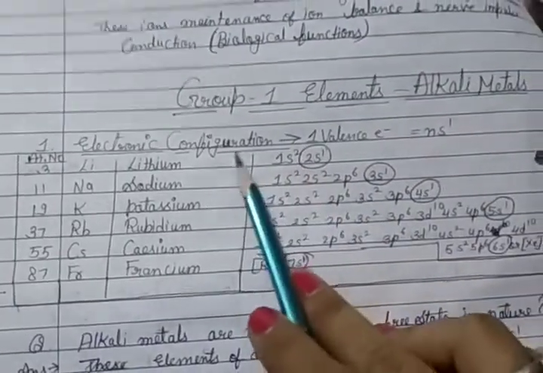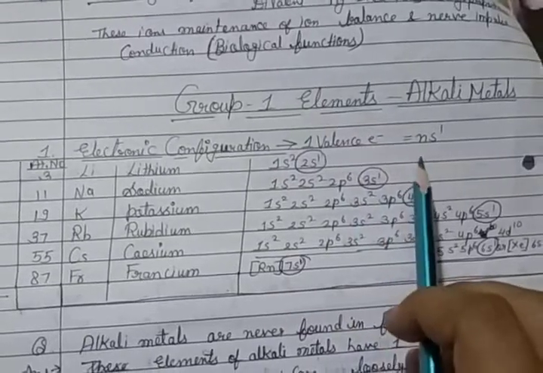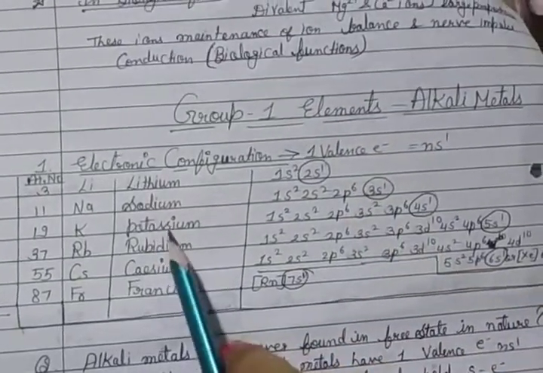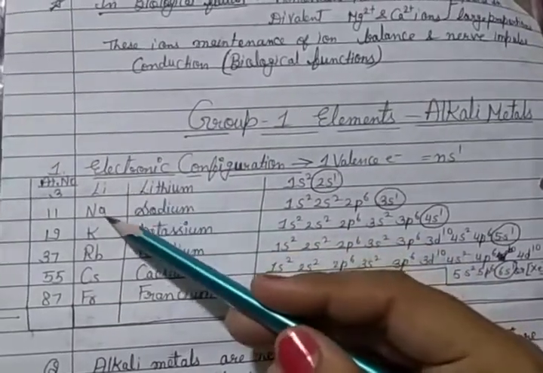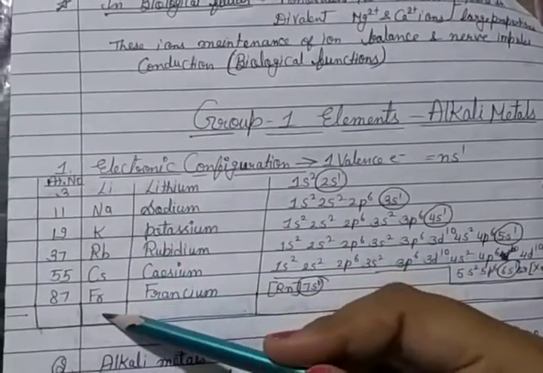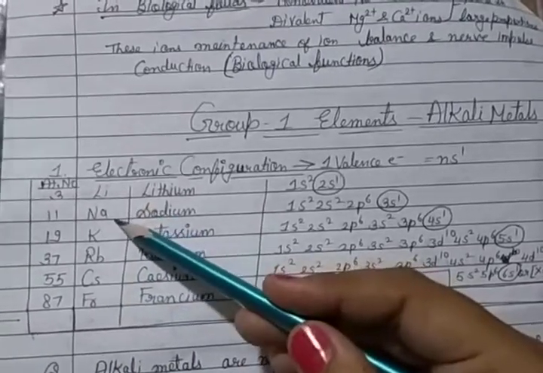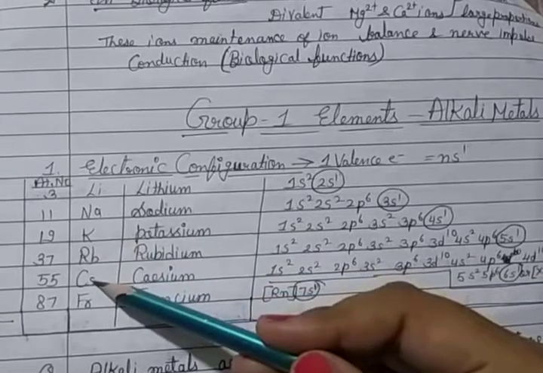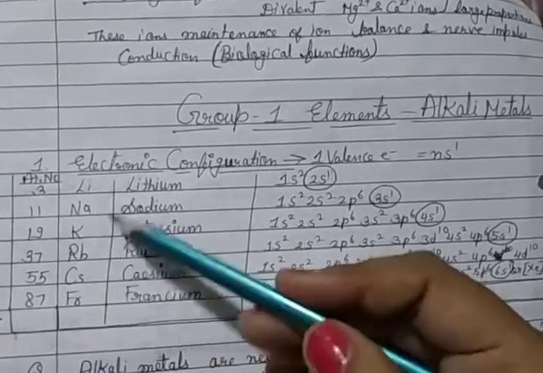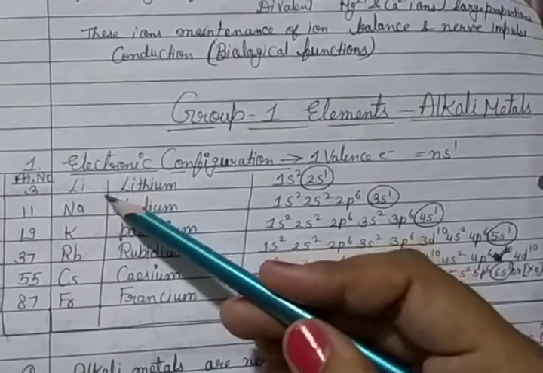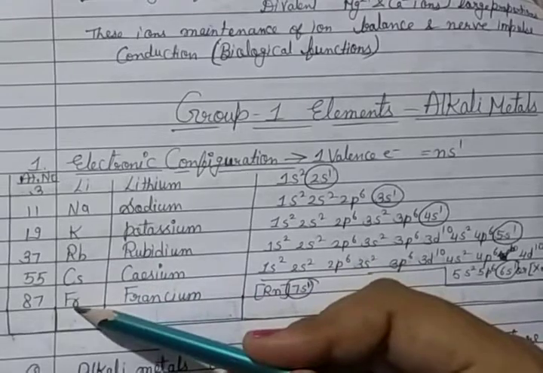Its electronic configuration in the first valence shell is ns1. You can learn this way: Li Na K Rb Cs Fr, that is lithium, sodium, potassium, rubidium, cesium, francium. Again I say this is the first group, known as the alkali metals: lithium, sodium, potassium, rubidium, cesium, francium.